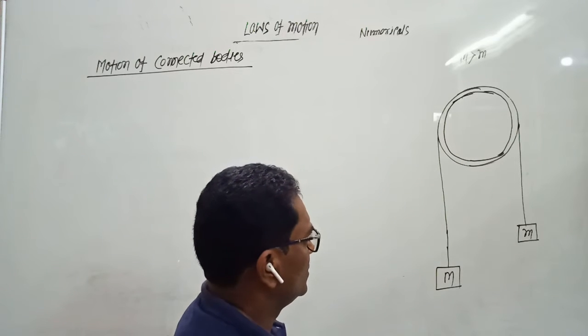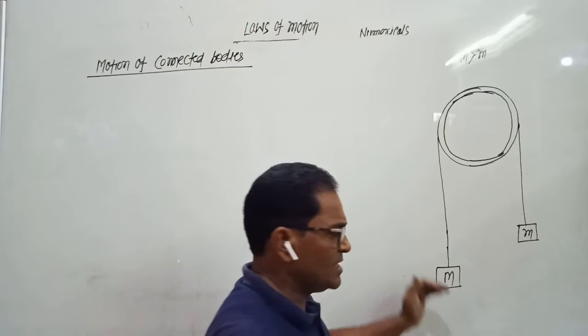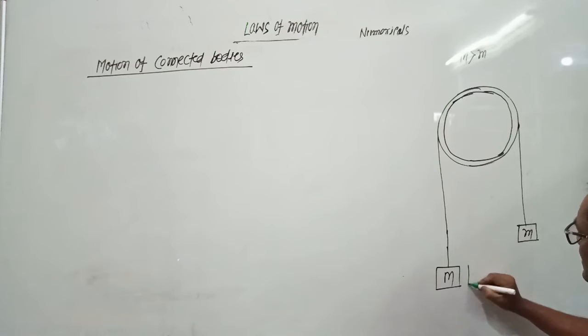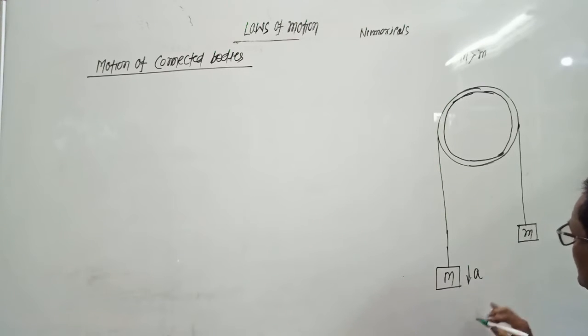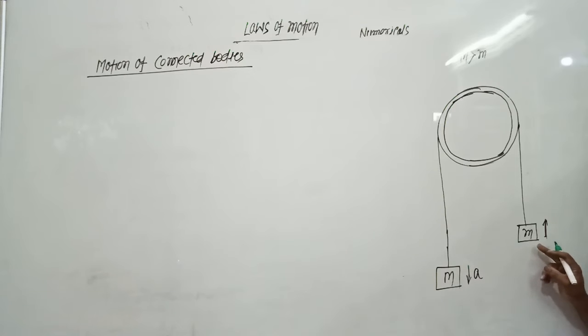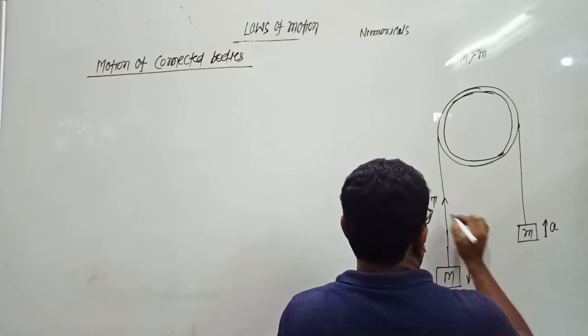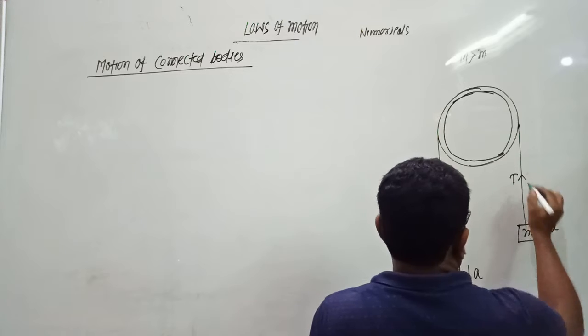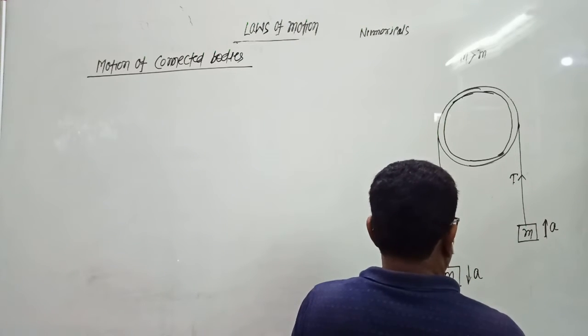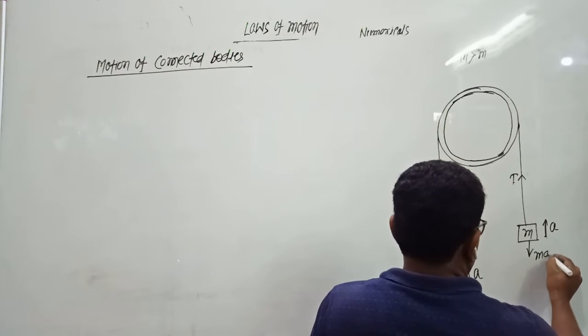So this capital mass goes in the downward direction, with acceleration A acting downward. This small mass will go in the upward direction because small m is less than capital M, so here the acceleration acts upward. Tension T acts upward in both strings, and the weights are capital M into G and small m into G.